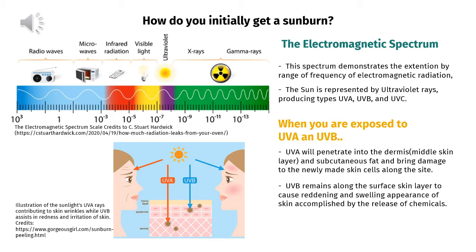Ultraviolet rays specify into their categories UVA, UVB, and UVC, with UVA being moderately stronger than UVC, and UVC is commonly known to reflect off. When you are exposed to UVA and UVB via sunlight exposure onto your skin, UVA will penetrate into the middle skin layer, known as the dermis, and damage newly made skin cells along the site. UVB is quite similar, where it will instead travel as far as the skin surface layer, called the epidermis, causing the physical indications of reddening and swelling of the skin, and that is due to the flush of released chemicals that are doing their best ability to recover the damaging DNA.